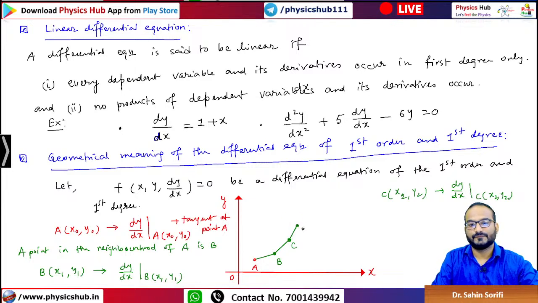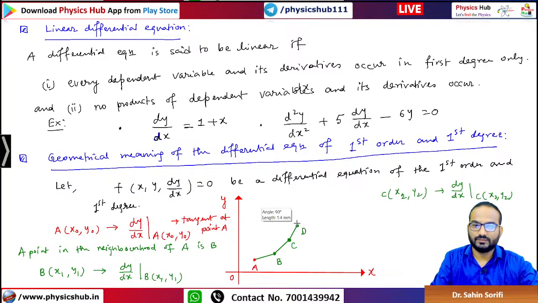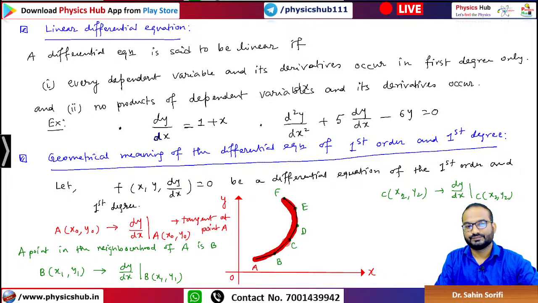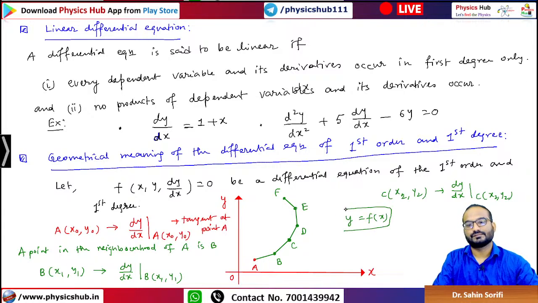So this is D, and from D we can take another neighborhood point, E, F. So in this way, as you can see, it is tracing out a smooth curve in the xy plane. This gives you the solution y as a function of x. This is the solution you get in this way.